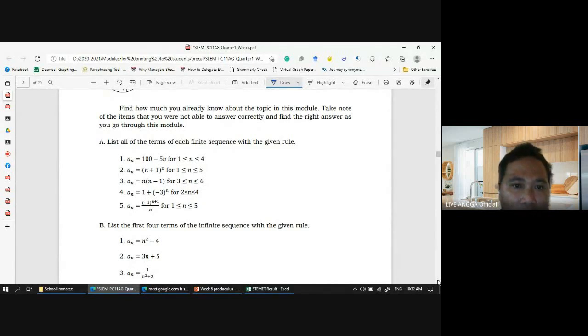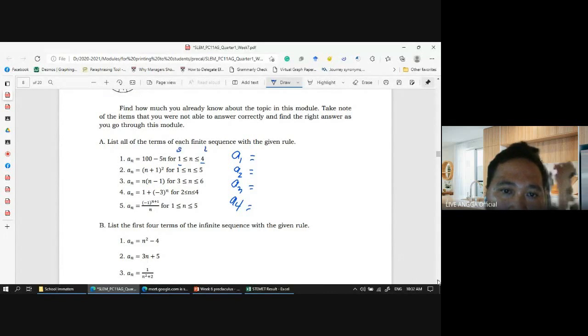So a sub n equals 100 minus 5n, where n starts from 1 to 4. So it means may ara ka sang a sub 1, a sub 2, a sub 3, then a sub 4. Kasi ang n daw mag-start sa 1, mag-end sa 4. It is the starting, it is the ending.